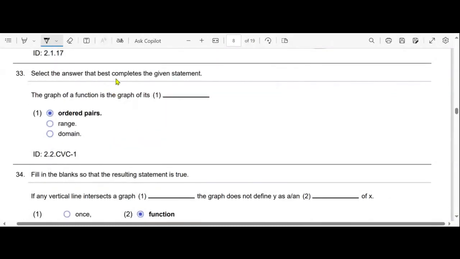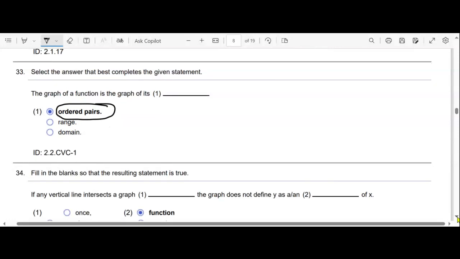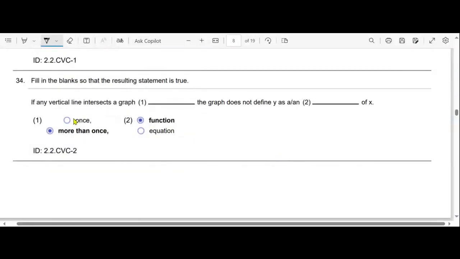Select the best answer that completes the given statement. The graph of a function is the graph of its what? Ordered pairs. Correct. Number 34.